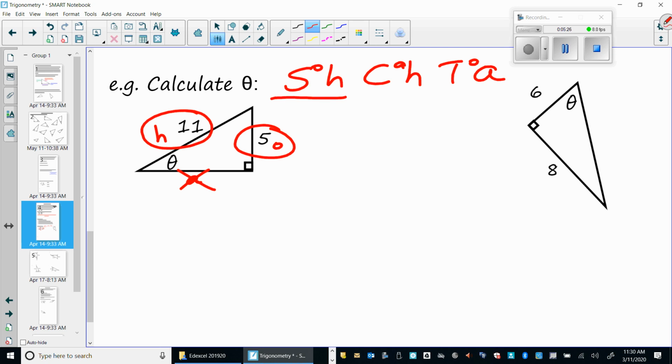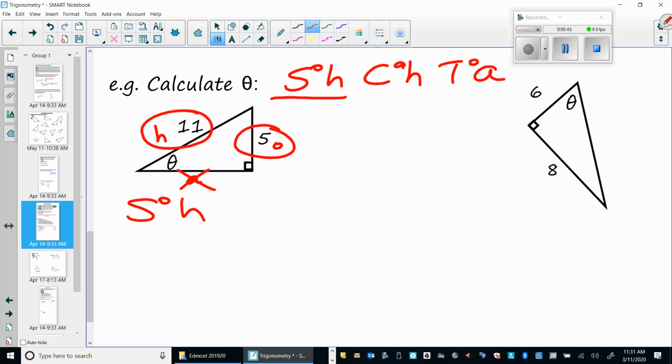So we look at these. Which of these three have O and H? This one has the O and H, so it must be this one we're using. So we then go back to our question and say, right, we're looking at so.